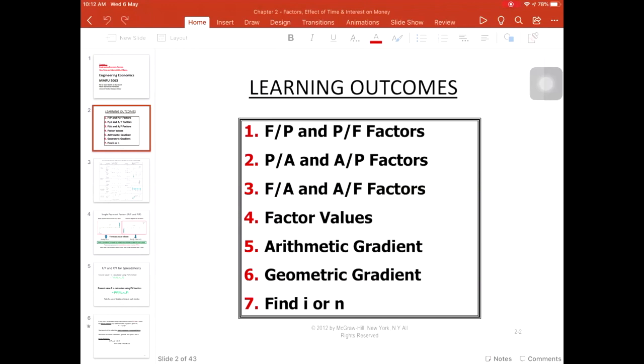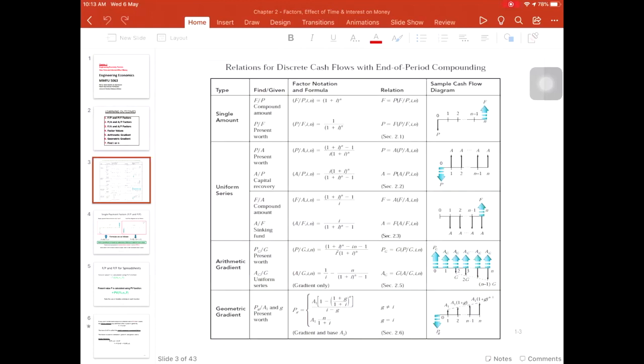The second one, you have to find P, A is given, and you have to find A, P is given. The third one, you have to find F, A given, or find A, F given. And then you have to know about the factor values, arithmetic gradient, geometric gradient, then you have to find i or n. All of this is very, very important. Please, you have to know it in detail.